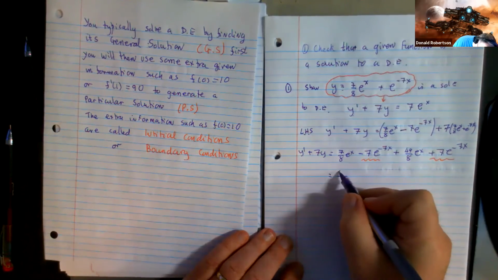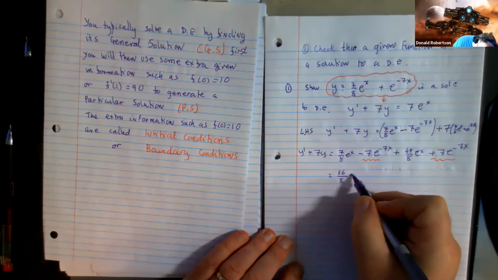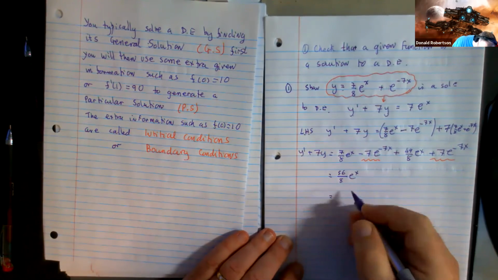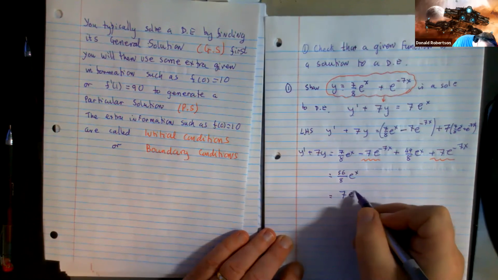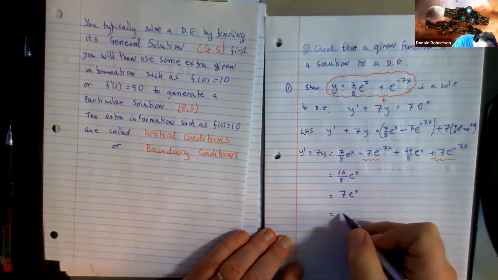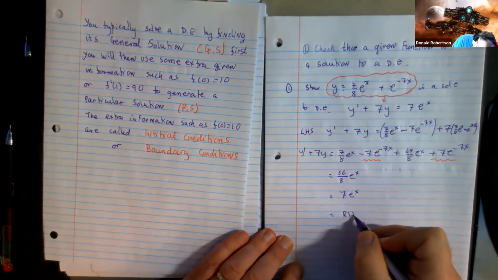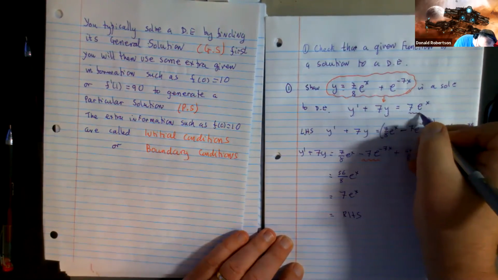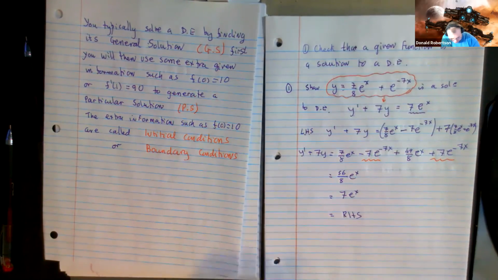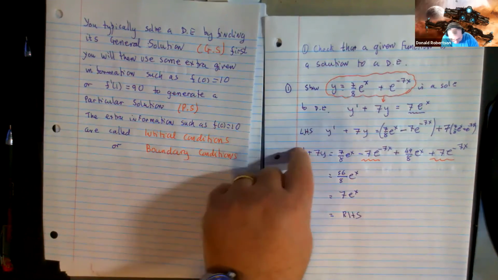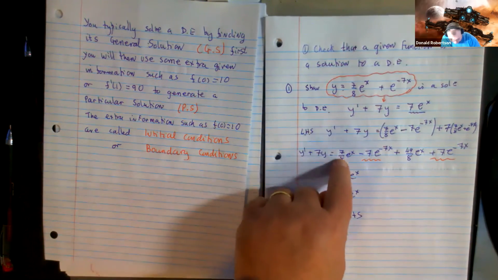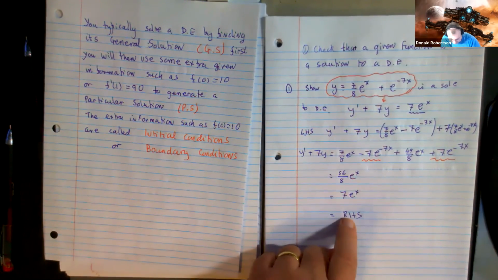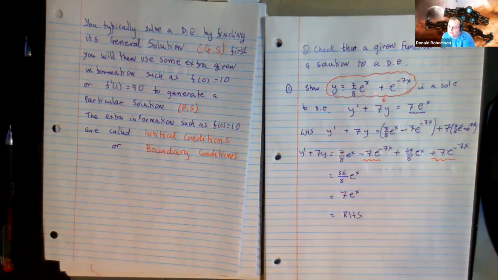You get 56/8 e to the x. Wait a minute, isn't that just 7 e to the x? And that is what the right-hand side says. So you take the left-hand side and figure out what you get. And when you simplify it down to the end, as long as it equals the right-hand side, you've shown what you need.